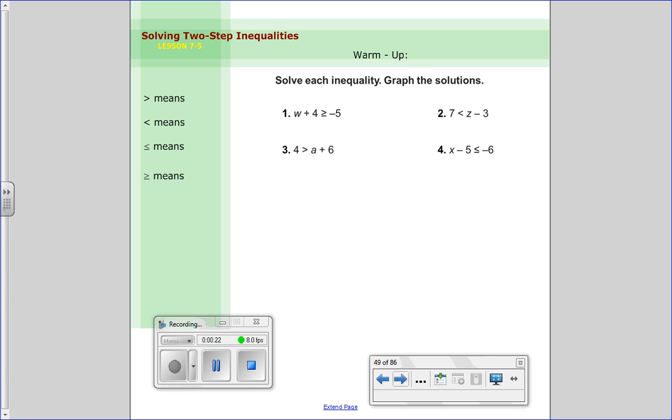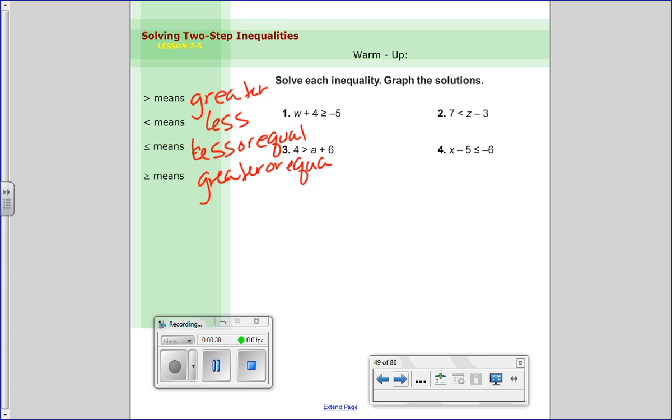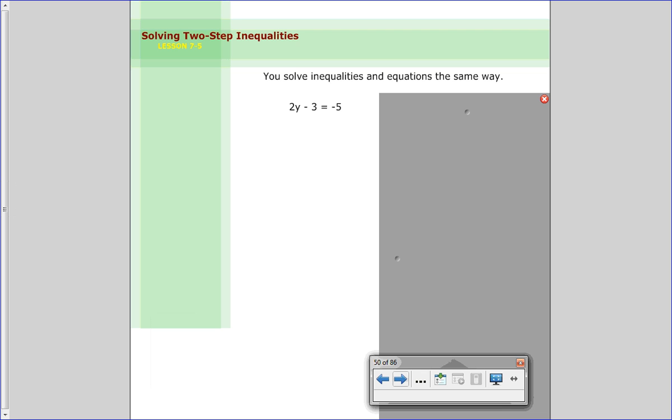All right, there's the greater than sign, the less than or equal to, and the greater than or equal to. We've solved all those before. All right, so I'm not going to make you do it in the warm-up. But really, you solve inequalities and equations in the same manner.